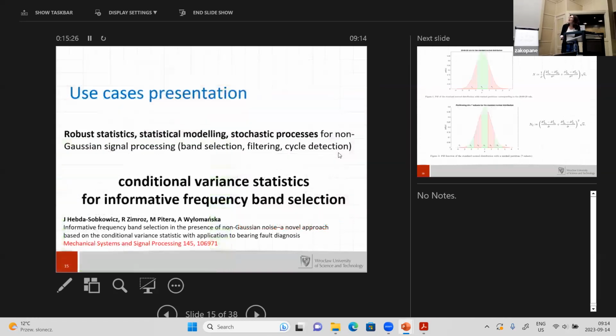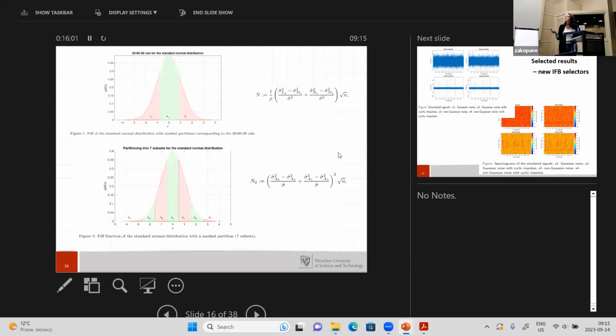Okay, so now in order to continue this idea of robust statistics, we also proposed, with Marcin Pitera and my previous PhD student, Justyna Hebla-Sopkowicz, the idea of conditional variance statistics. So Marcin and Damian also proposed the idea of conditional variance statistic and conditional variance idea for testing the Gaussian distribution. The idea is based on the 20-60-20 rule. When we analyze data from the normal distribution and we divide the data into 3 groups in an appropriate division, we have the same variances.